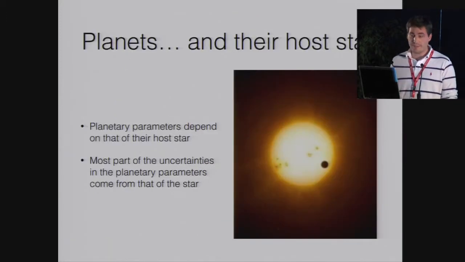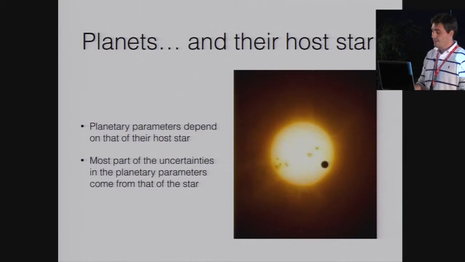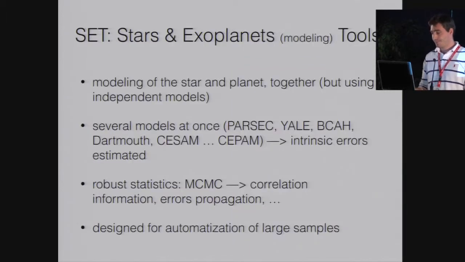Of course, most of the planets that we observe are in fact orbiting stars, and those are the planets that we are interested in. So planetary parameters really depend on those of the stars. That's really important, because the uncertainties that we get on the observations, namely the mass, the radius, and the equilibrium temperature, mostly come from the uncertainties in the stellar parameters.